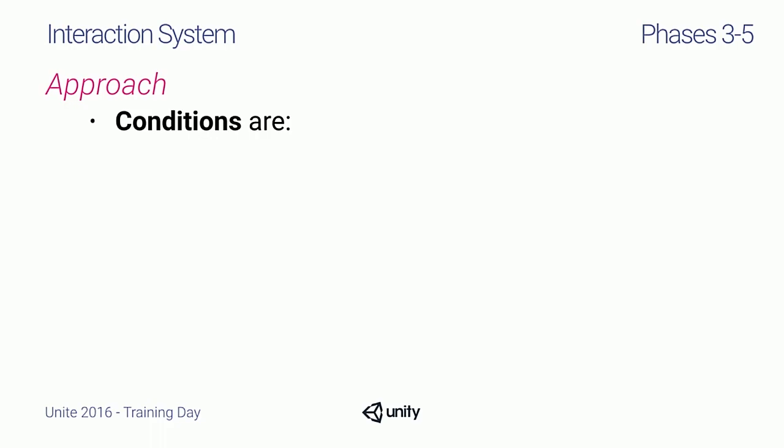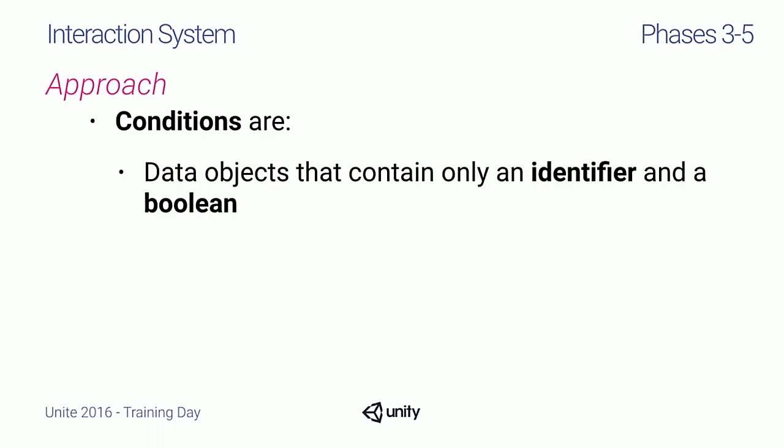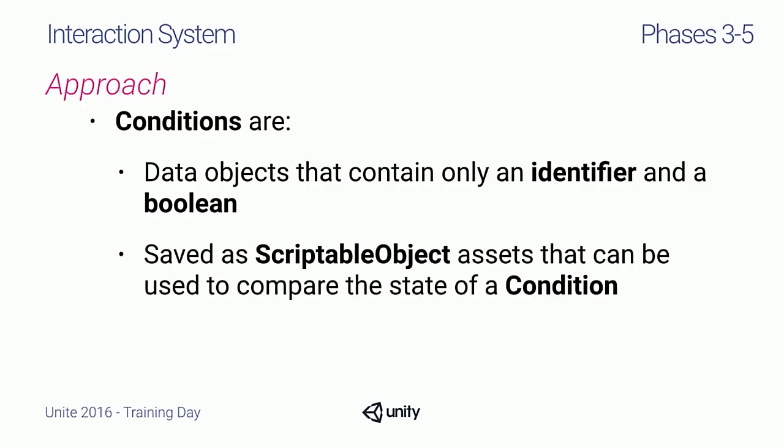So conditions. The conditions we are going to make are data objects that only contain an identifier and a Boolean state. So simple data objects, and they're going to be saved as scriptable objects. And these are scriptable object assets that can be used to compare the state of a condition.